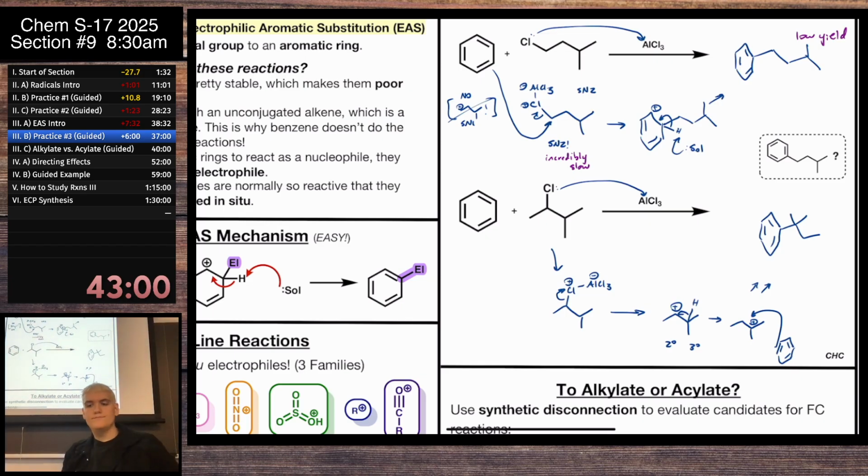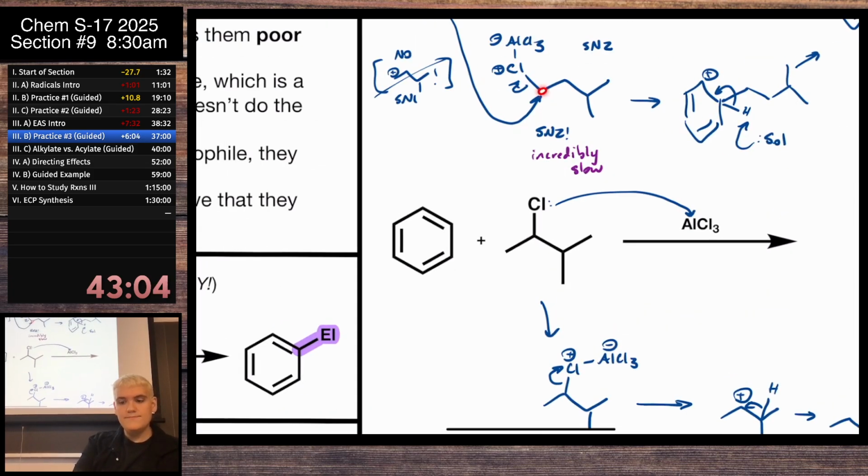Yeah. Why is it very slow? So this looks primary, but we do have this big isopropyl group nearby. And so it's actually not as fast as a primary because there is still steric hindrance with this. Yeah. Thoughts, questions?